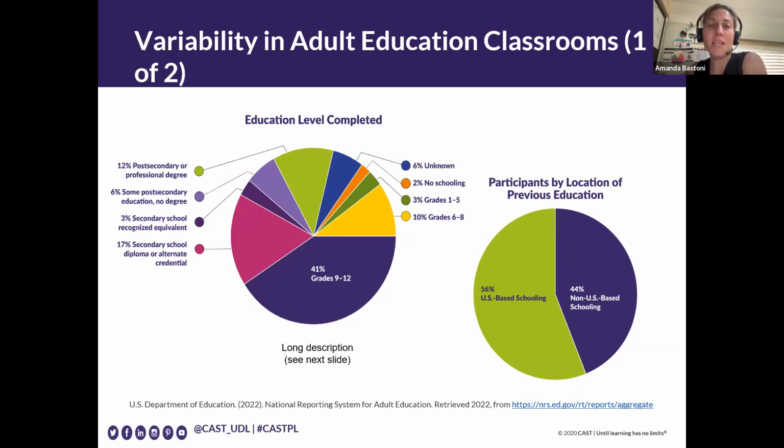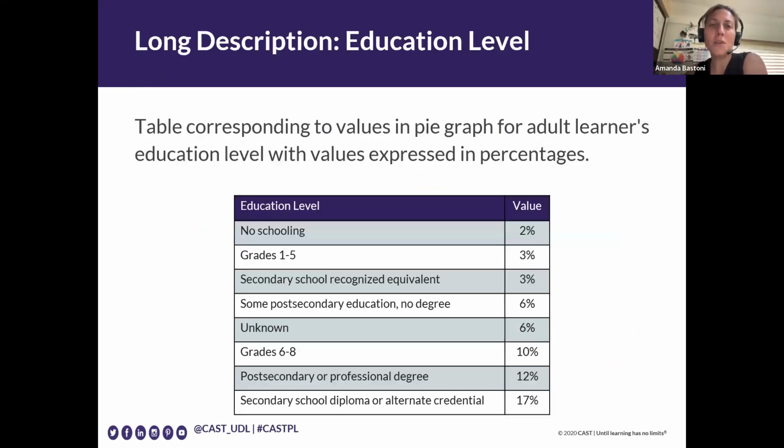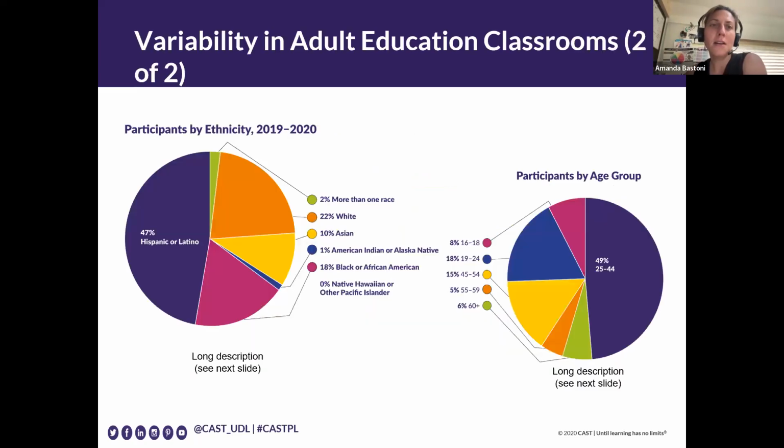that just shows that we have a variability in the education level, right? Variability in schooling, non-US based schooling versus US based schooling. We also talk in the modules. So here's our long description slide, just so everyone has access to that. And then we talk about variability in adult education classrooms by ethnicity and by age group, right?